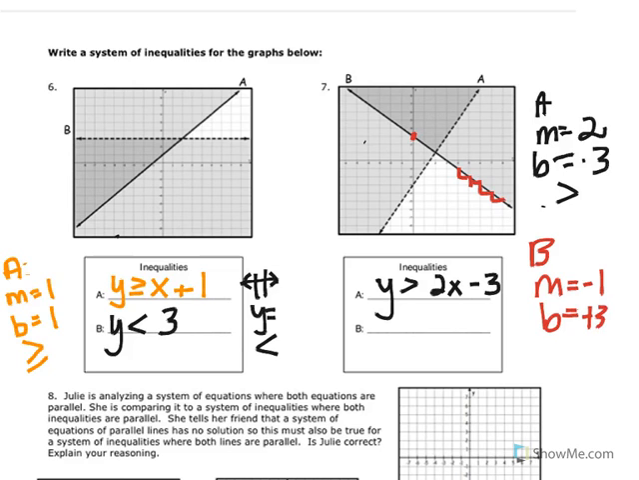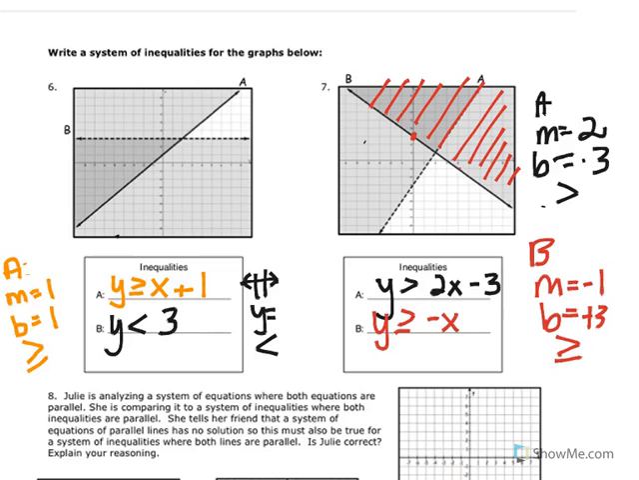Now let's look at that line. It's shaded above the line also. The reason I know it's shaded above is because if I went below the line, it would be in this white area right here. So we know it's not below the line, and it's a solid line. So it's above the line, which is greater than, and it's solid, so it's equal to. So we're going to write our equation: y is greater than or equal to -x plus 3. And bam, we got it done.